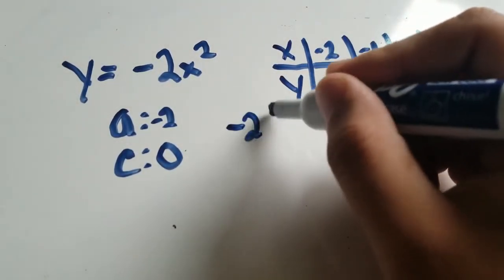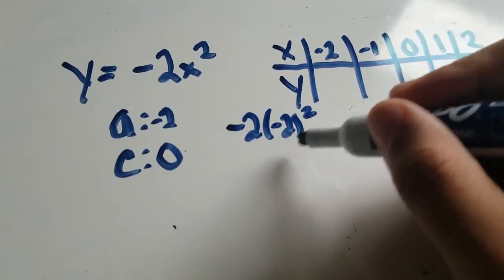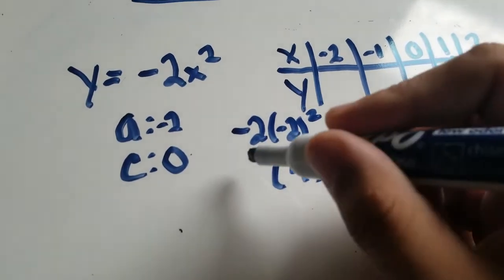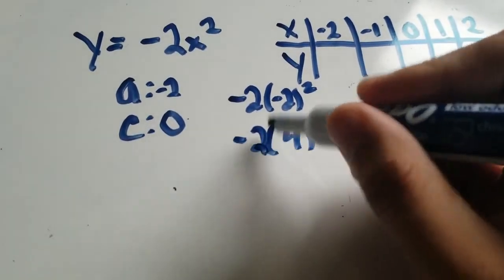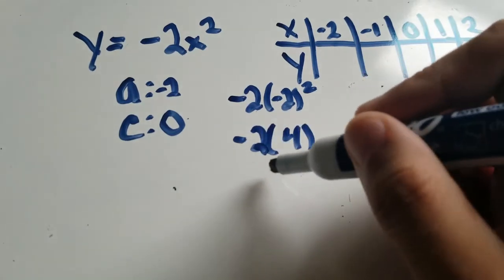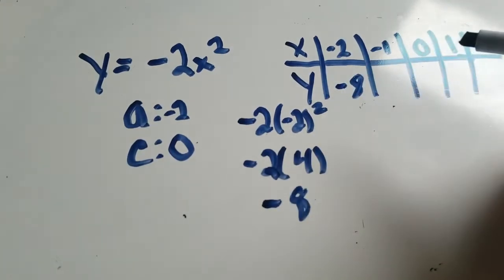So let's do negative 2 times negative 2 squared. Negative 2 squared happens first. So negative 2 squared is positive 4 times negative 2. This negative does not get involved with the square in this situation. Negative 2 times 4 ends up being negative 8. So we got a negative 8 here.